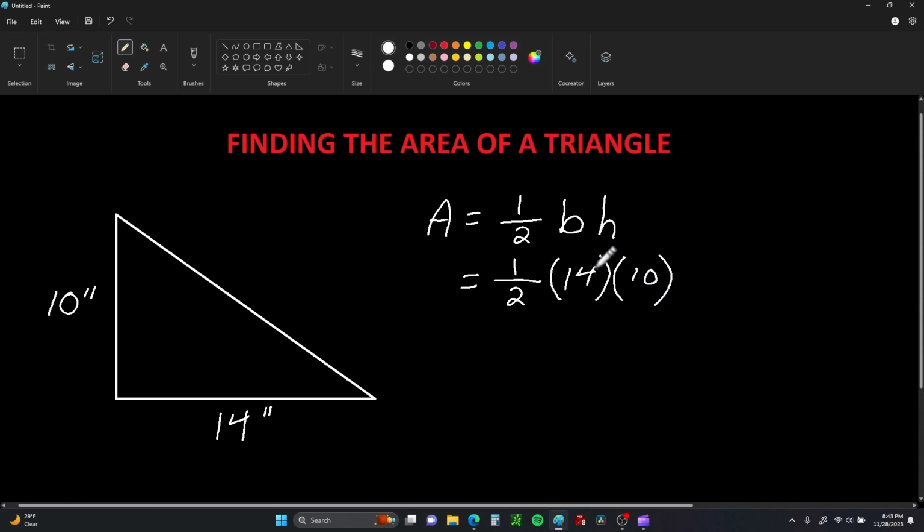Now this says to take 1/2. I can take half of one of these two numbers right away, and I'm going to take half of 14, and that's 7. And then all that's left is for me to do 7 times 10 is 70.